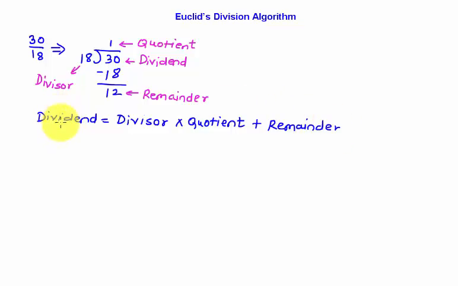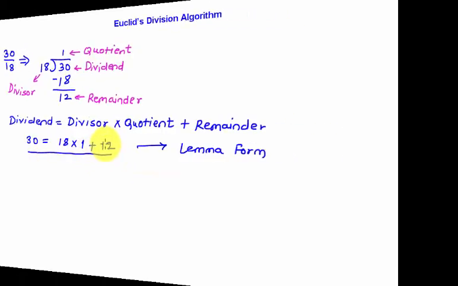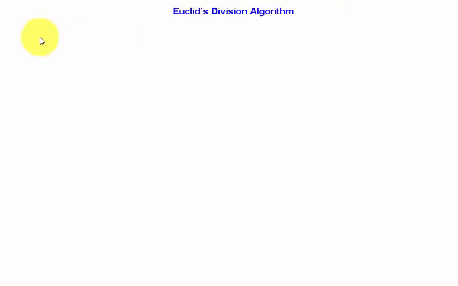In actual value form this can be represented as 30 is equal to the divisor 18 into quotient 1 plus remainder which is 12. Now this equation is nothing but the Euclid's lemma form. Any division like 30 by 18 can be represented in this format, and this is called Euclid's division lemma form.